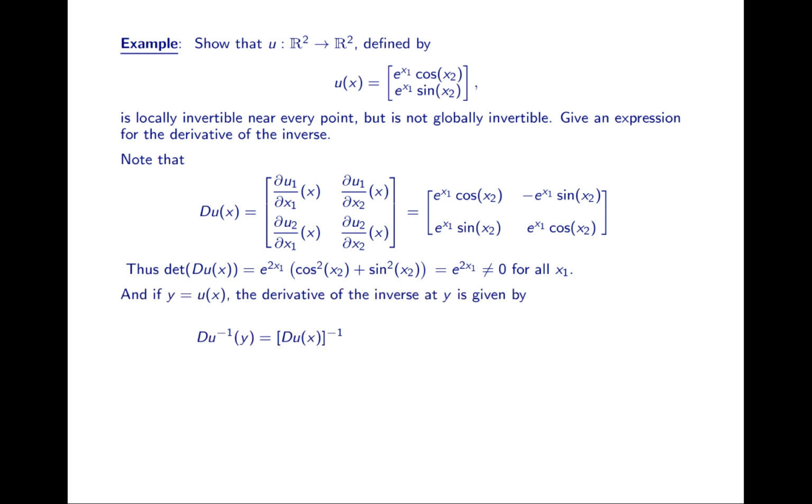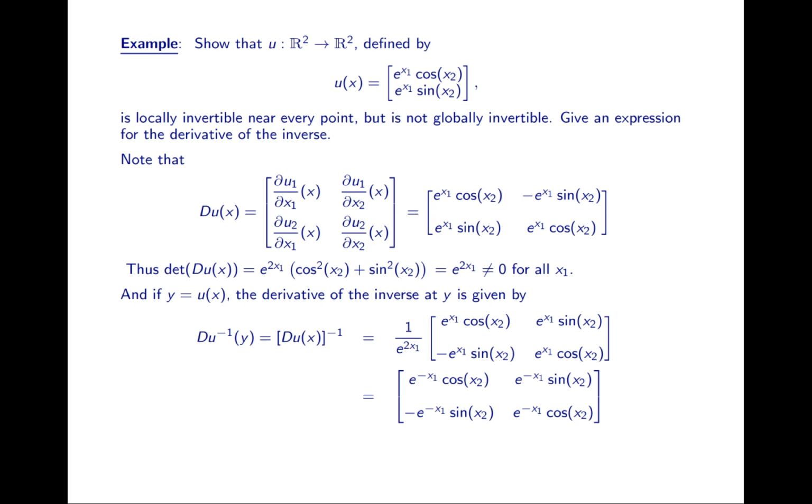Furthermore, what's the derivative? If y equals u of x, the derivative of the inverse at y is given by essentially the inverse of this matrix, which is 1 over the determinant times flip these entries, flip the sign on these entries, given by that. Which if I multiply through is equal to this. Now, the idea about not being globally invertible, well, u of x plus 2 pi e2 is u of x, so that nixes any idea of any kind of global invertibility.